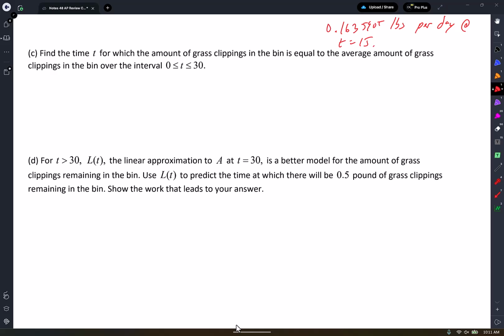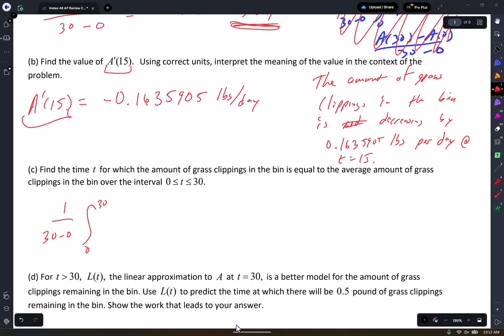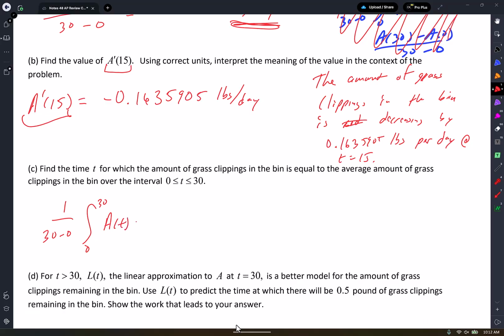Awesome. All right, letter C. Find the time for which the amount of grass clippings in the bin is equal to the average amount of grass clippings in the bin over the interval 0 to 30. I should have put this one in the average everything. First, I'm going to find the average amount of grass clippings: 1 over 30 minus 0, integral 0 to 30 of A of t. That's my average amount.